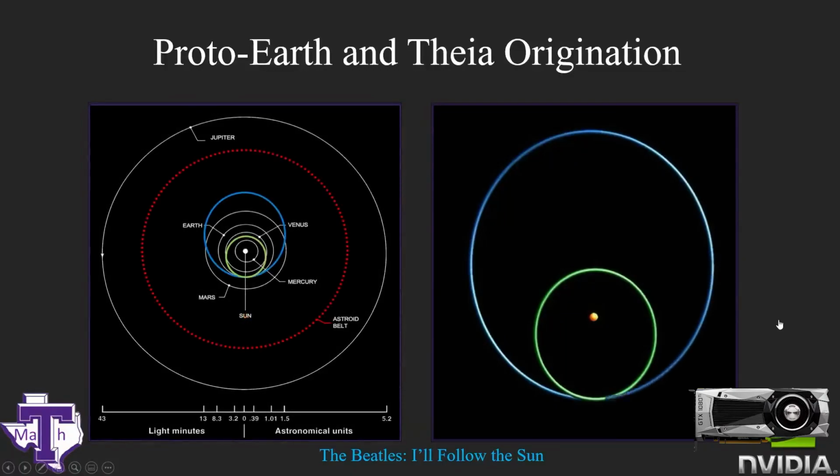The red dotted line is the asteroid belt, and the blue and green arcs are the two planets. We ran backwards what their orbits would have been before they collided, and you see they were well within inside the asteroid belt.